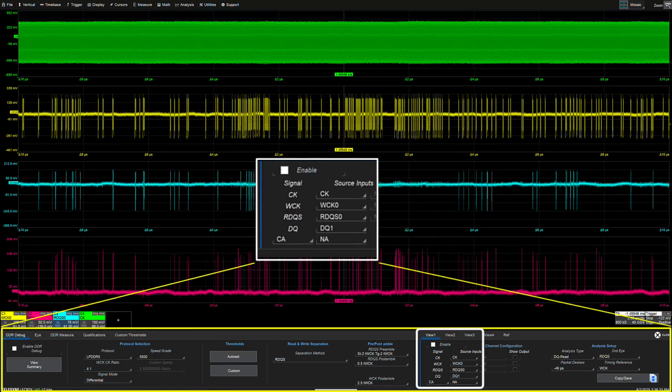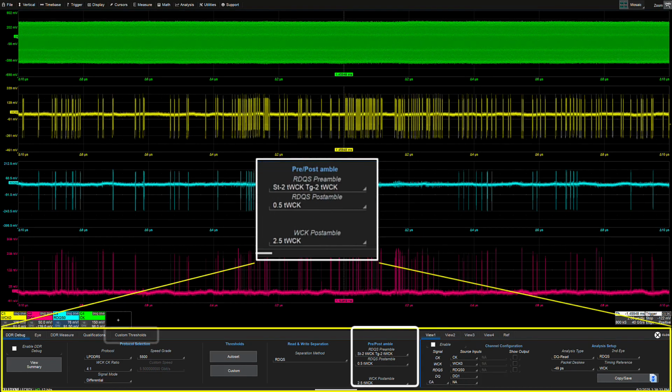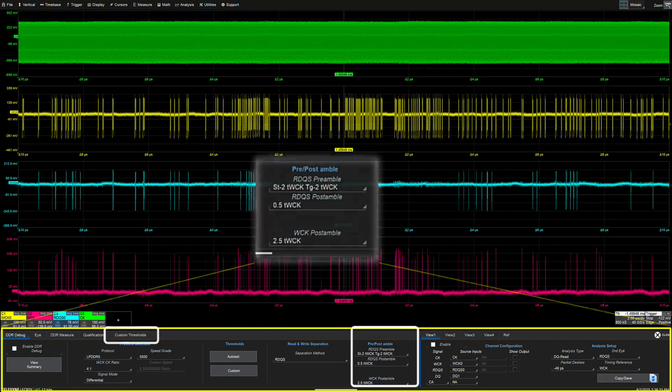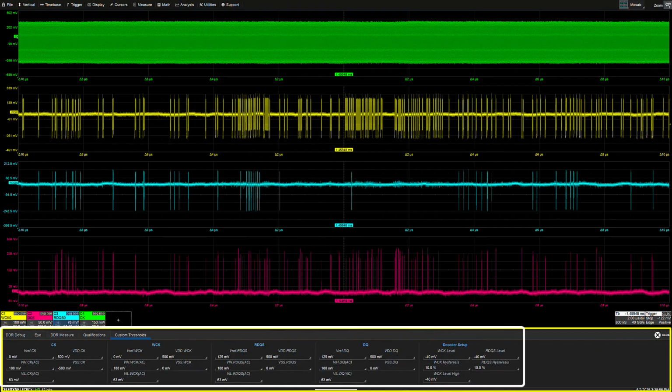Next, select the right sources for all the signals in one of the views and set the voltage thresholds and preamble settings for each signal. These are crucial for accurate measurements and for distinguishing between read and write bursts.